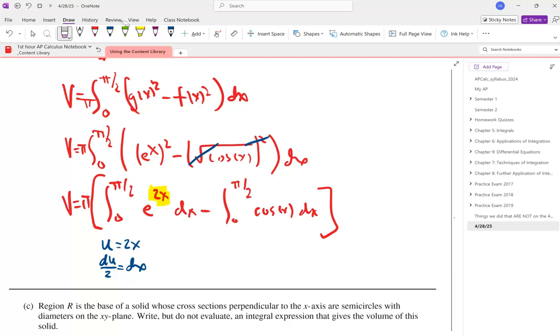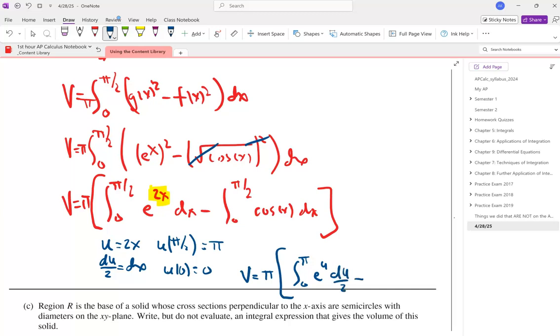And is it worth doing? Maybe. So I'm going to reset the bounds as well. Does that all look okay so far?